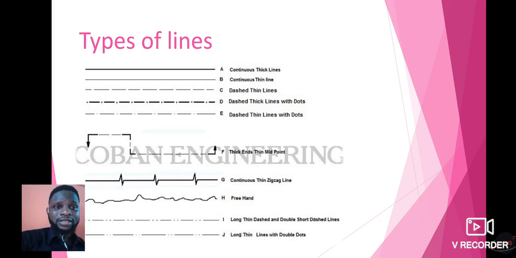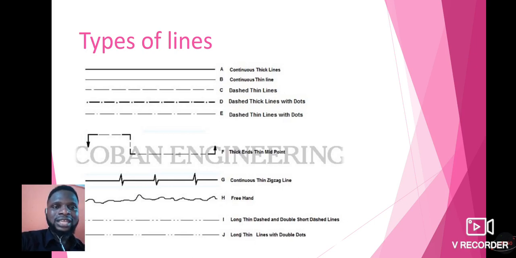Continuous thin lines. We use continuous thin lines for general construction works. We use it for dimensioning. We use it to show hidden details, for hashing, shading. We use continuous thin lines for projection to project lines. So projection lines, center lines, they are all continuous thin lines.